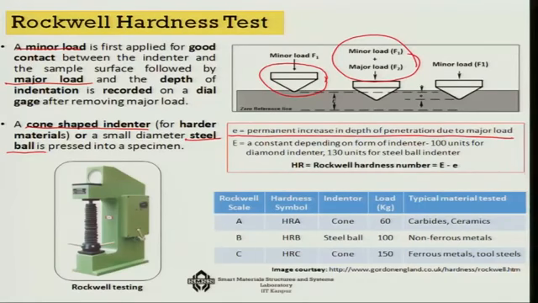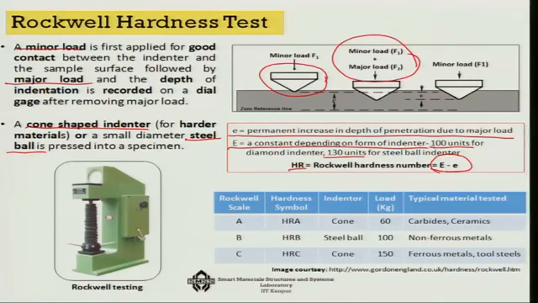Once you know that, there is a constant E which depends on the form of the indenter. For example, if you use a diamond indenter, this is about 100, and if you use a steel ball indenter it is about 130. Then you can get HR, the Rockwell hardness number, by simply subtracting this small e from capital E. That is how you can get it.